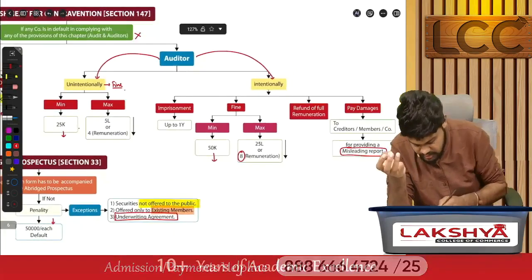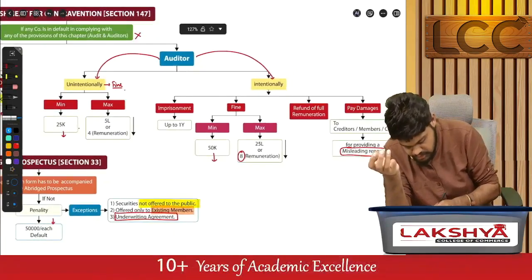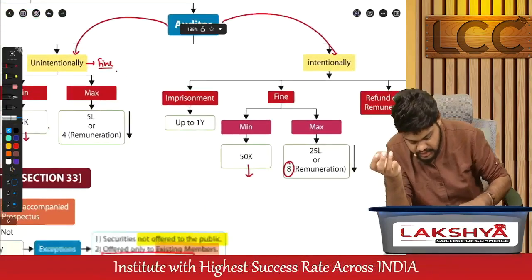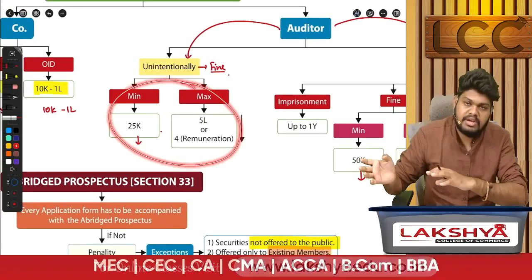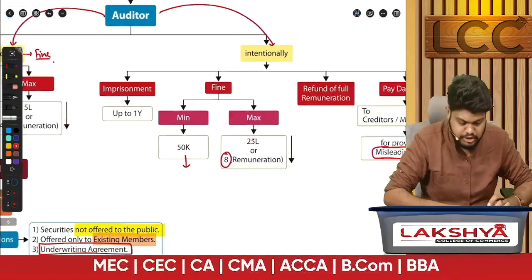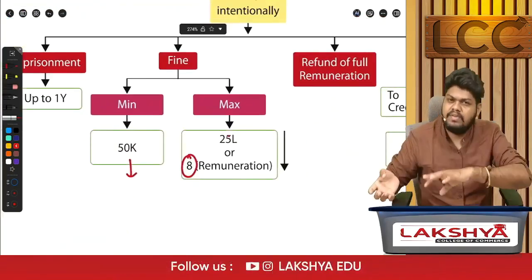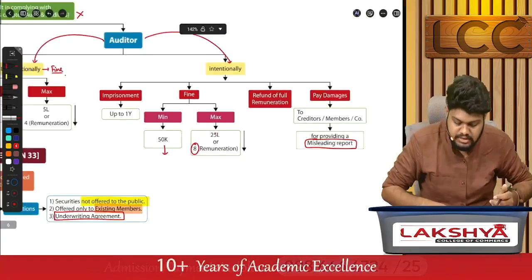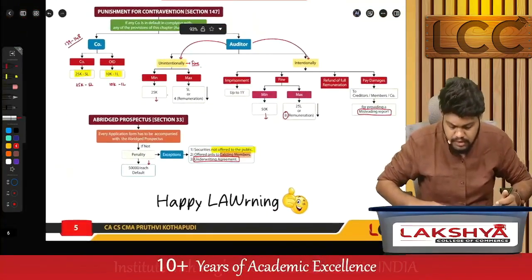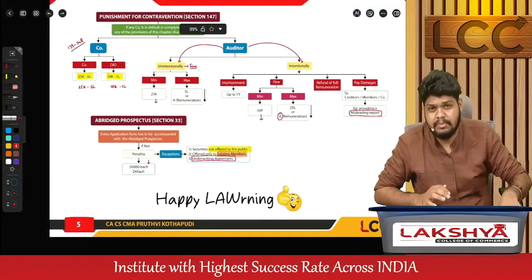And these are the important ones, guys. You'll usually get confused in this process. What are the penalties here? If it is unintentional in nature, we'll impose how much? 25,000 of minimum penalty, up to 5 lakhs or 4 times the remuneration. If it is intentional in nature, 50,000 to 25 lakhs or 8 times the remuneration, whichever is lower. So that would be your entire set of penalties which are required for the exam.